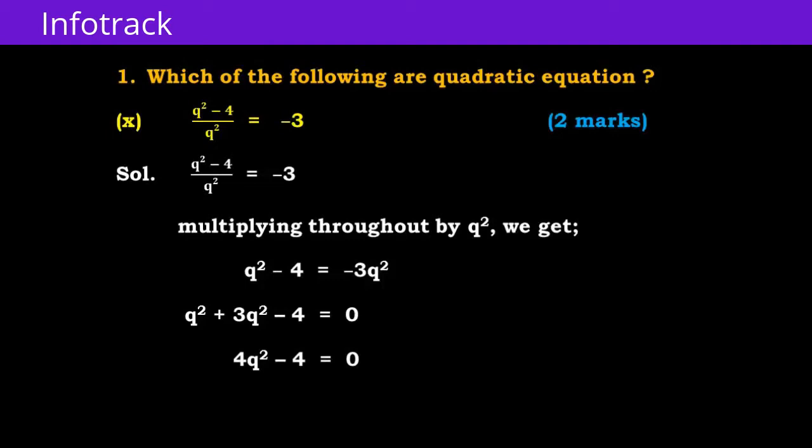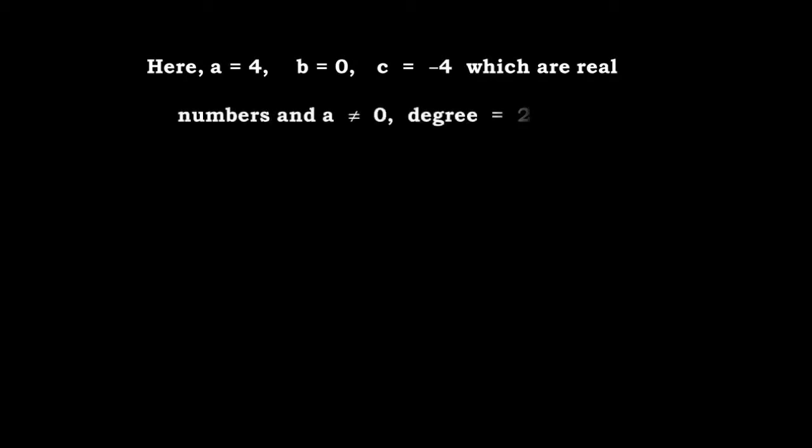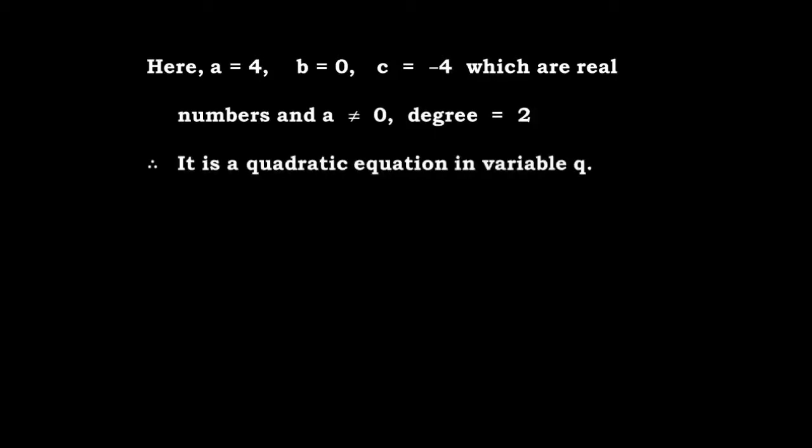So middle term will become 0q. So 4q square minus 0q minus 4 is equal to 0. This is in general form, ax square plus bx plus c is equal to 0. That means we can say this equation is quadratic. In this case we have a = 4, b = 0, c = minus 4, which are real numbers, and a is not equal to 0. So it is a quadratic equation in variable q.